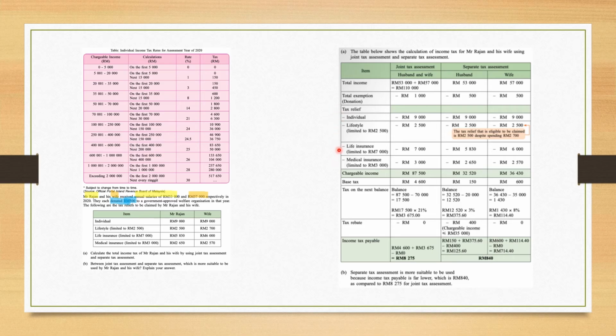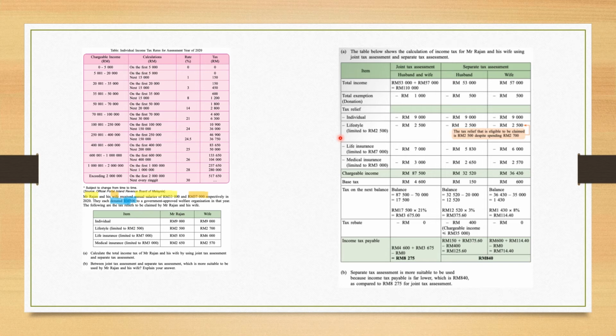Here is something you need to take note of. Individual is 9,000 ringgit. For individual, we don't add both husband and wife, because as the name suggests, it is individual. So we are only looking at 9,000 ringgit here. In most scenarios, the individual amount should be similar for husband and wife. If the question asks for joint tax, the individual should be the same amount, and for separate tax, it should be the same amount as well. In this question, as I mentioned, it's the same amount of 9,000 ringgit.